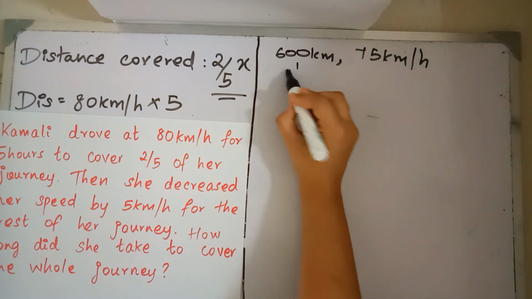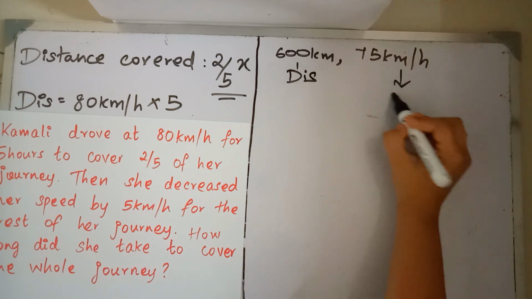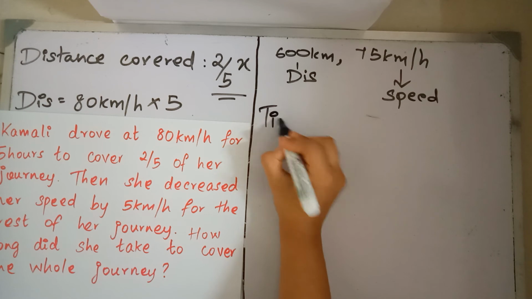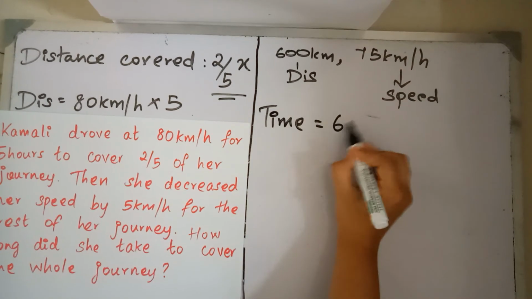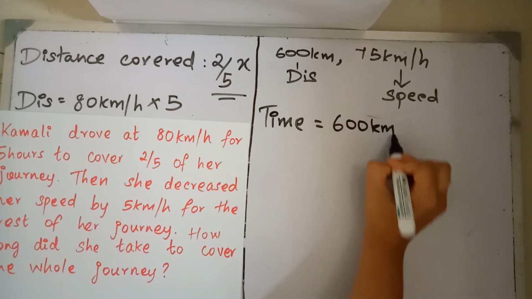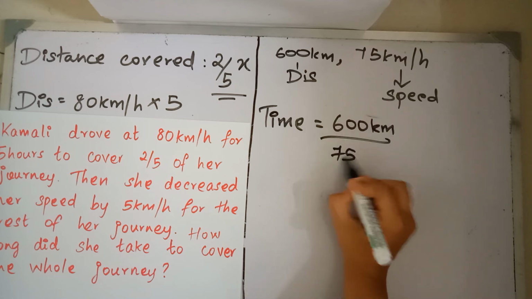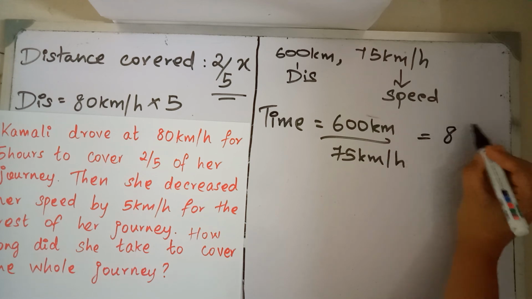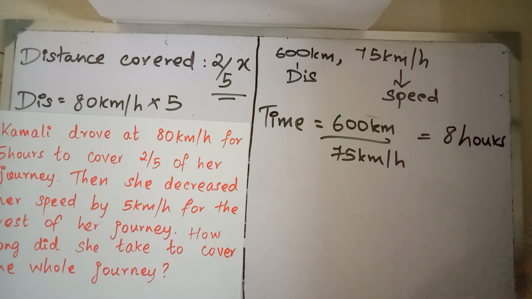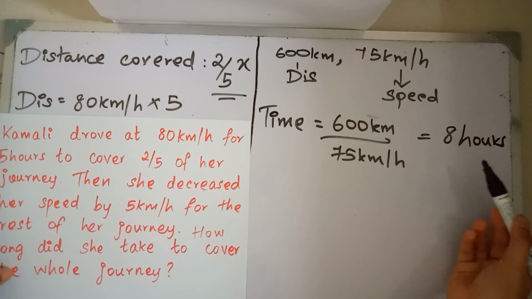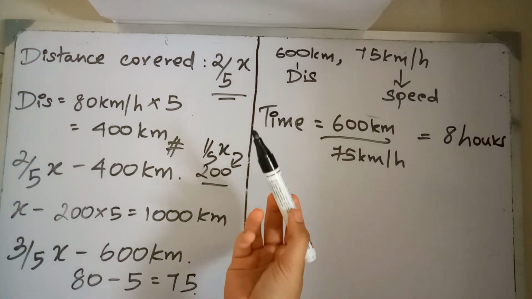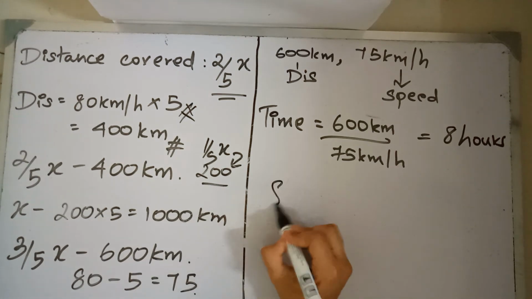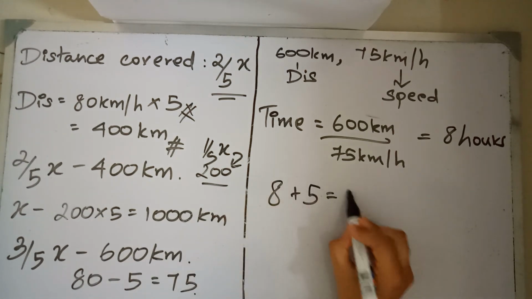This is the distance, this is the speed. So it's very easy to find the time. Time will be 600 kilometers distance by speed. This will give 8 hours. So the total time will be 8 hours for the remainder of the journey, plus the initial 5 hours that she takes. So it will be 8 plus 5, which is 13.